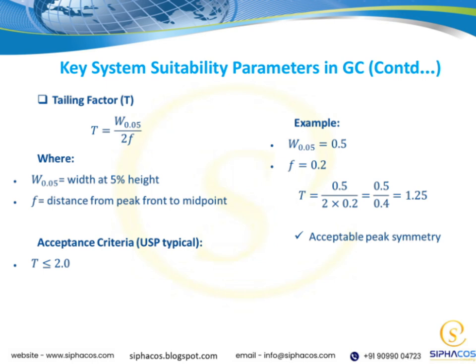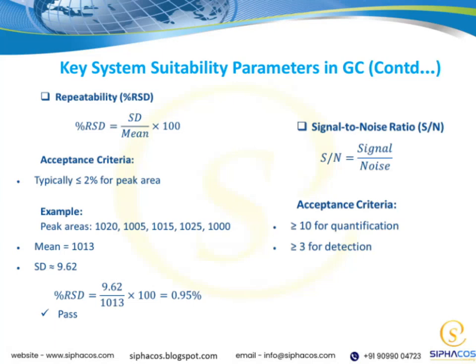All these parameters connect back to our overall goal, achieving precise, accurate, and reproducible chromatographic data. By carefully monitoring and controlling these factors, we ensure our GC system remains suitable for the analytical work at hand. Let's continue exploring the key system suitability parameters in gas chromatography. As we discussed earlier, these parameters are essential for ensuring our GC method is reliable and repeatable. On this slide, we're focusing on some additional important factors.